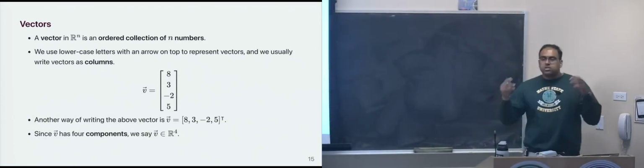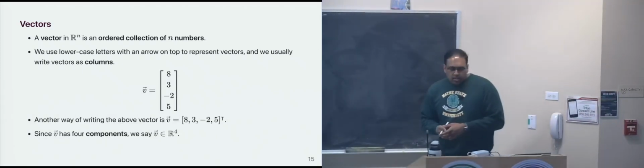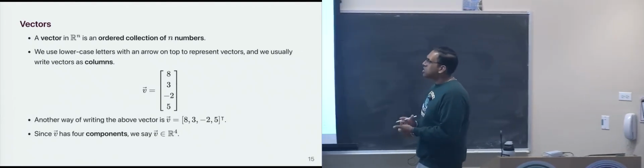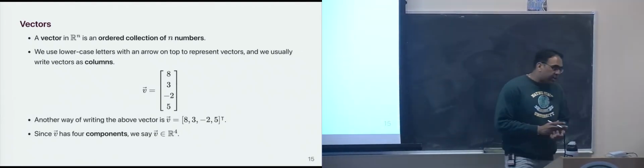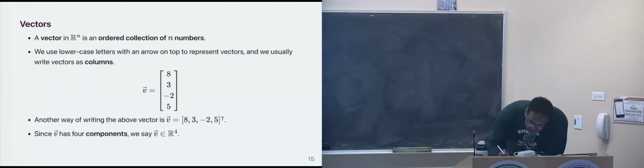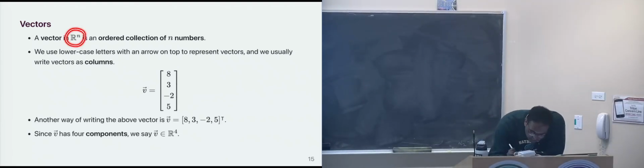Okay, so let's start with our review. The first definition that we will start with is that of a vector. Okay? We say a vector in Rn is an ordered collection of n numbers.